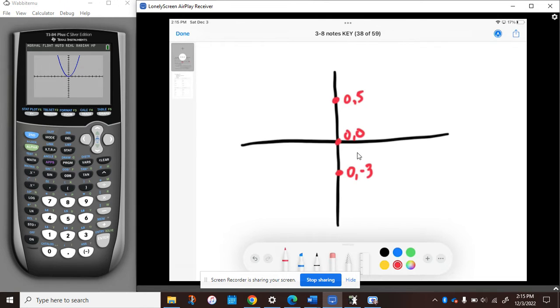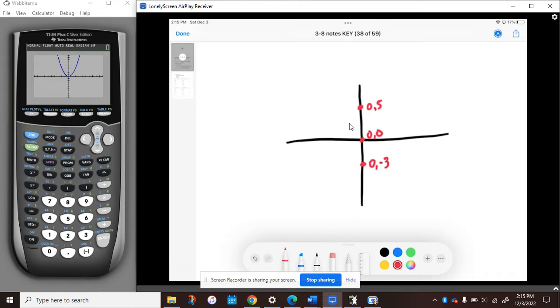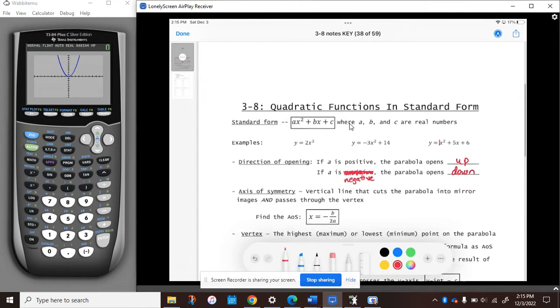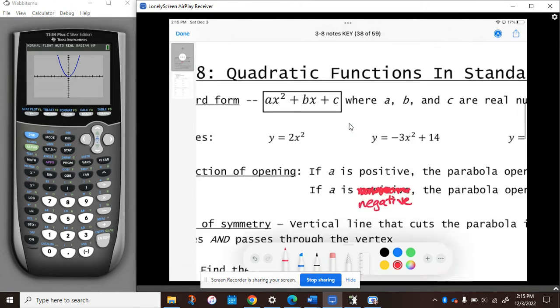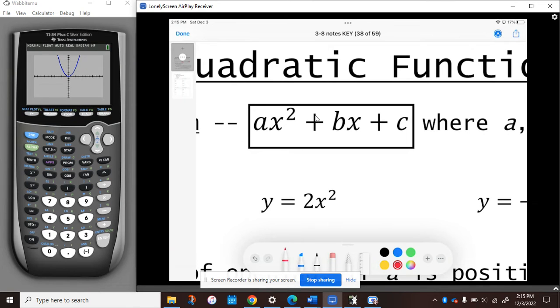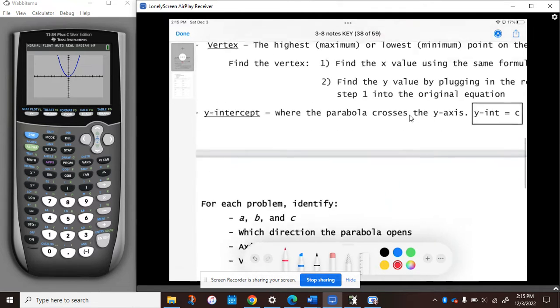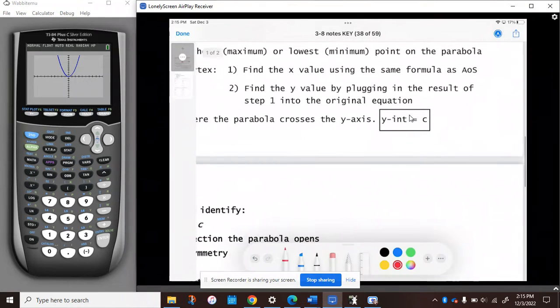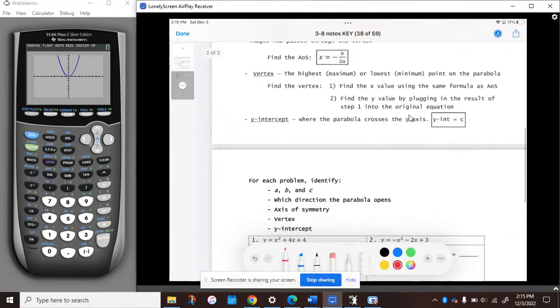Well, if the x value equals 0 in this function, this term turns into 0 no matter what a is. This term turns into 0 no matter what b is. The only thing you even have left is the constant number c at the very end. So no matter what, your y-intercept always equals c, that constant number.